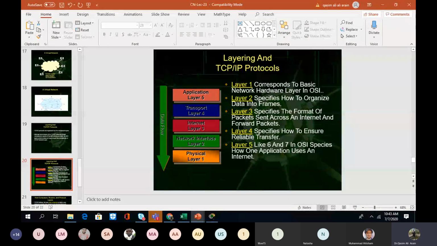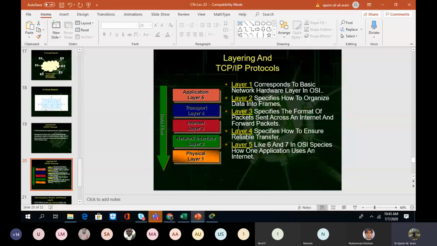Then you have the layer 3 that is called as an internet layer. This is a different layer from the OSI model. It specifies the format of packets sent across an internet and forwards the packets. अब layer 3 जो है, this is responsible for IP packets, जिसको हम कहते हैं कि जी source and destination IP. इसका काम क्या होता है कि पैकेट्स को across an internet send करना और पैकेट्स को forward करना from one router to another router. This is the responsibility of the internet layer.